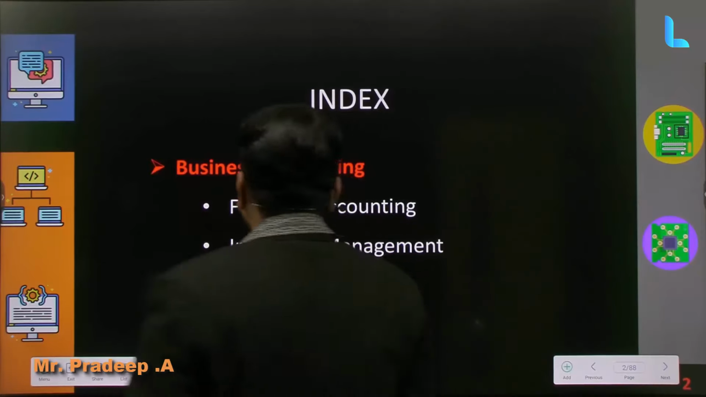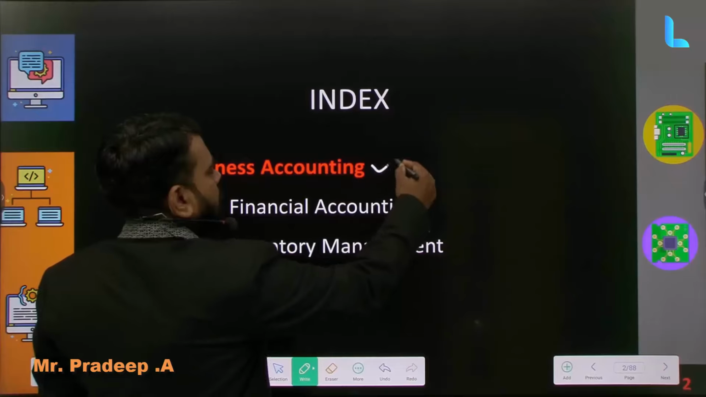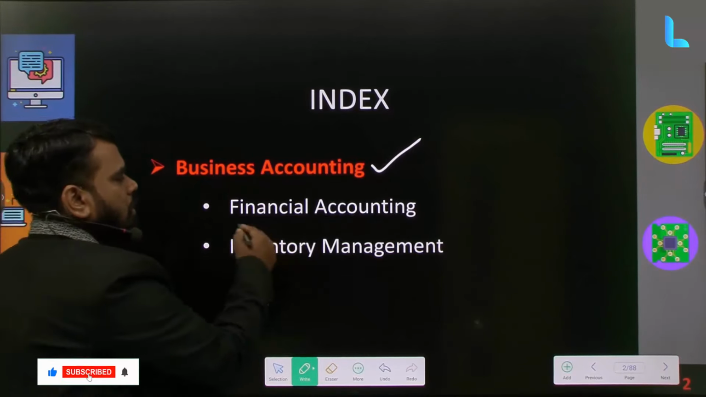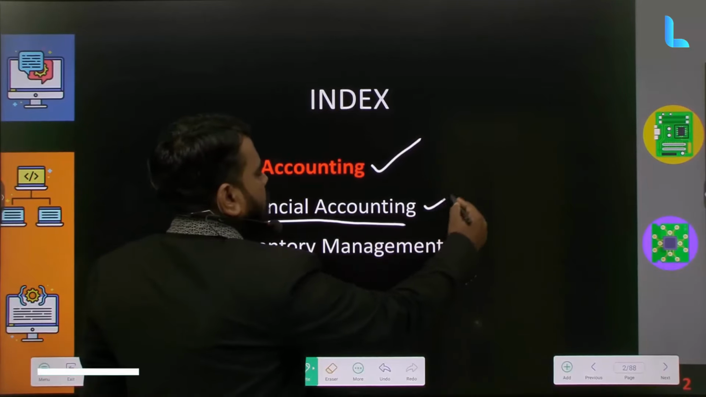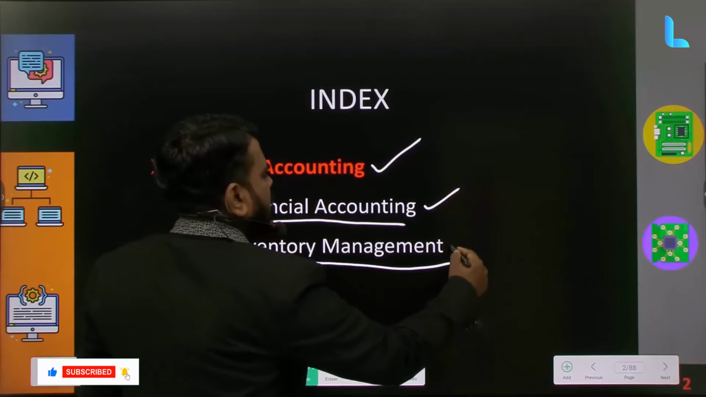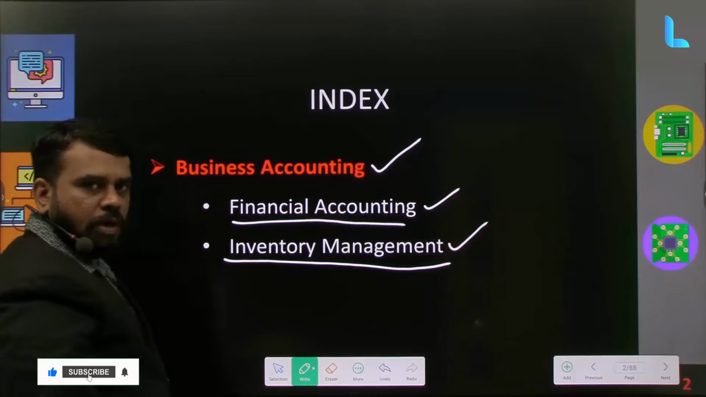So the topics covered under this are, we'll be learning about business accounting. Under business accounting, we will be learning about financial accounting. What is financial accounting? Then we will discuss inventory management. These are the topics we will cover under business accounting.